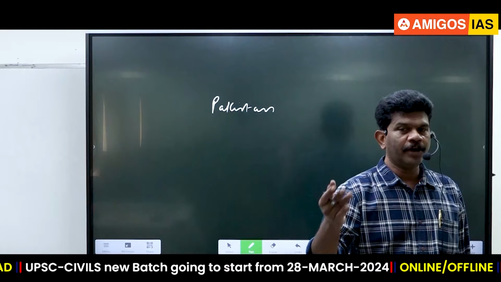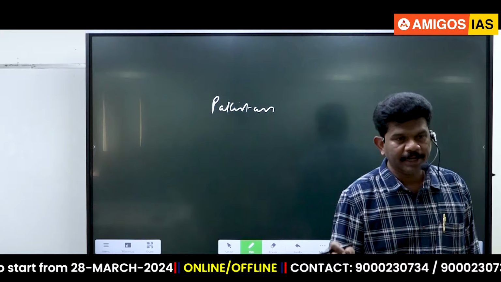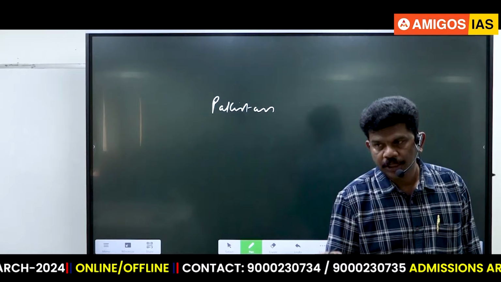Because that was their election promise. So by 1948, we are going to leave India. So Clement Attlee clearly said, and they were preparing to leave India, make India independent. So at that point of time, they have to divide the country.